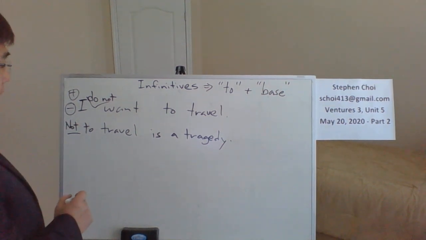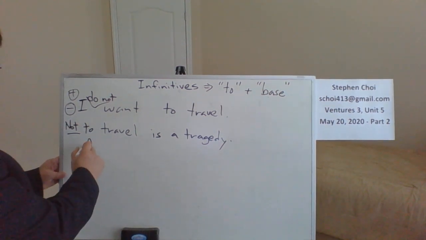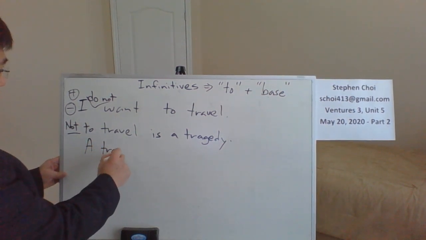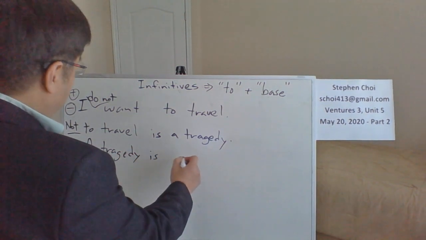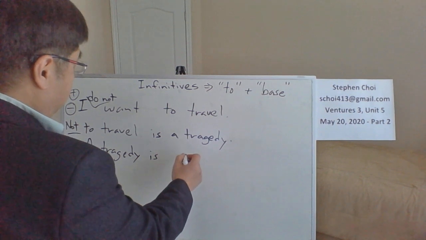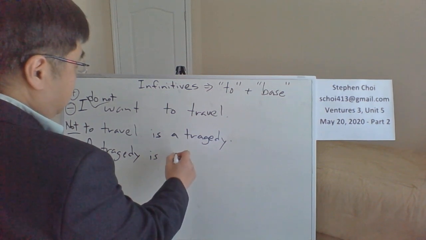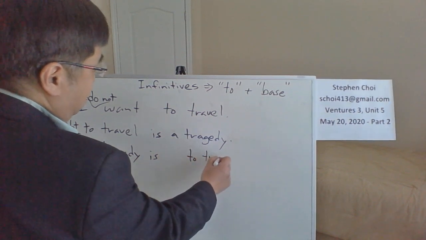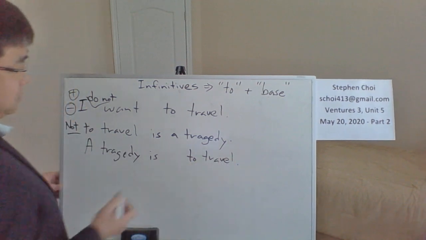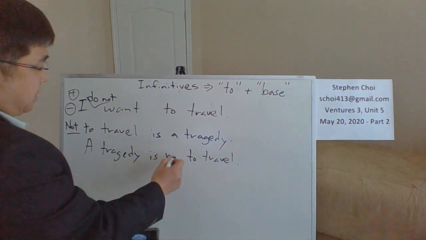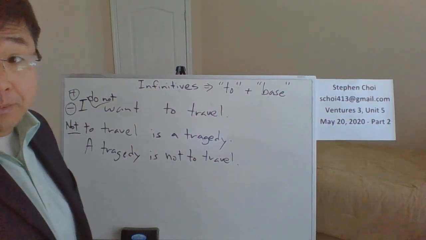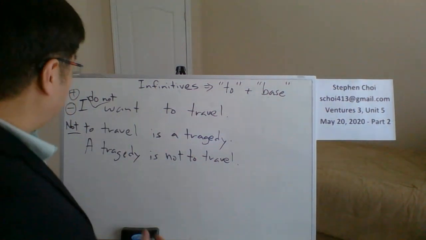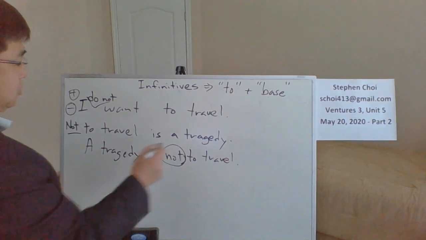If you want to say a tragedy is to travel, for a subject complement, you want to put the not here as well. A tragedy is not to travel. So put the not there to make it negative.